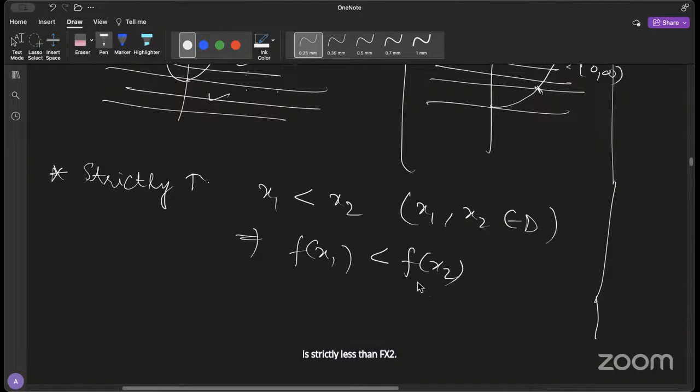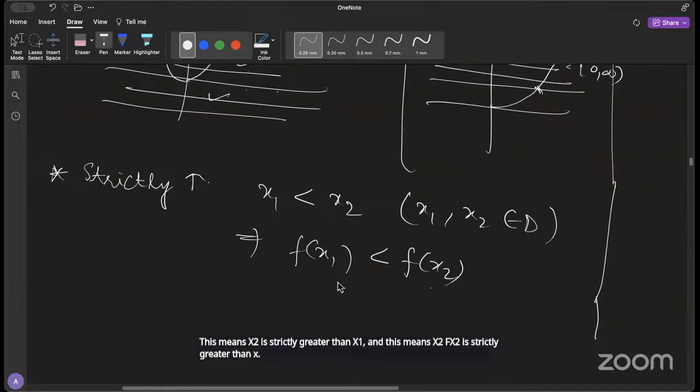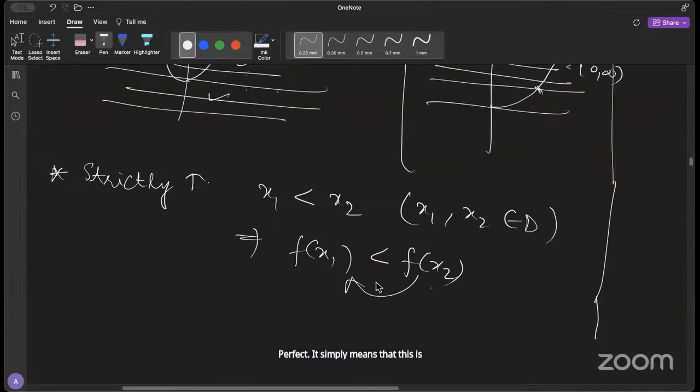You do know what strictly less means, right? This means they cannot be equal. f(x1) has to be less than f(x2). They can't be equal. This means f(x2) is strictly greater than f(x1). So that's what's given to you. It's the same thing. This means x2 is strictly greater than x1, and this means f(x2) is strictly greater than f(x1). It simply means this is greater than this. They cannot be equal. That's the idea of strictly.